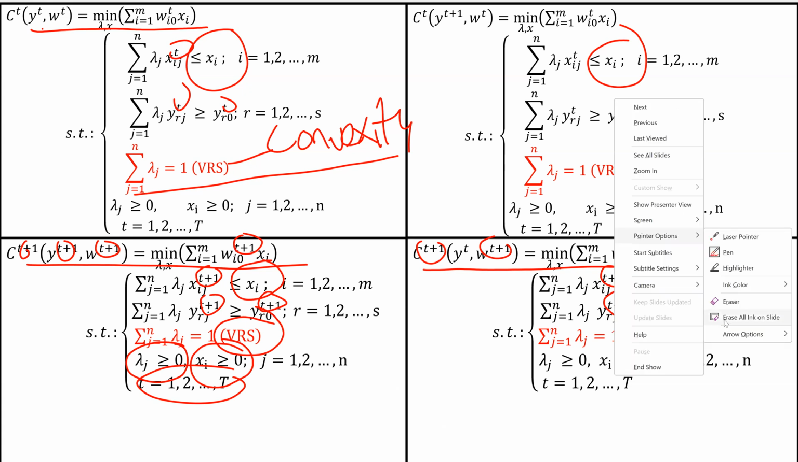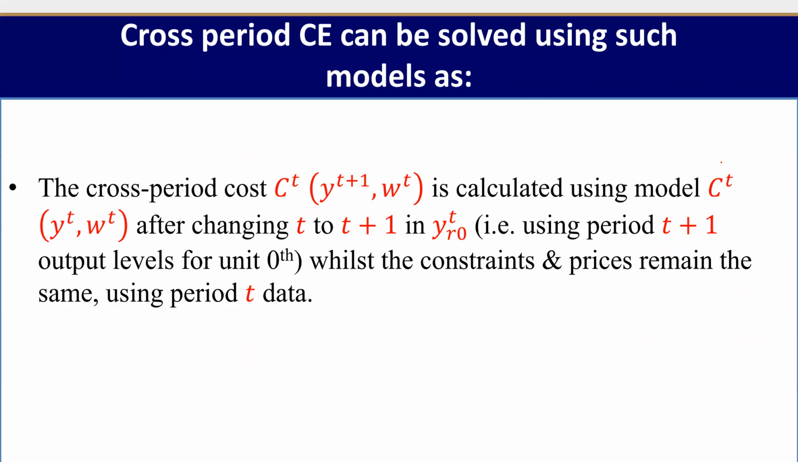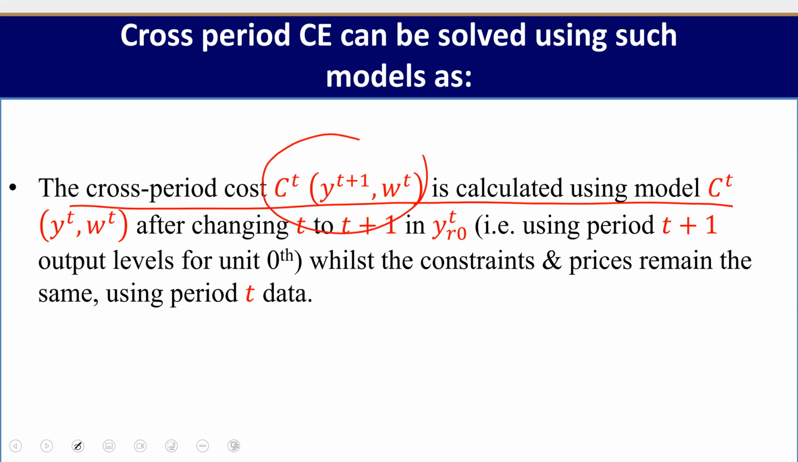Then we are done. Once you've estimated this, what's the next? The next thing is that everything we have estimated is explained here. The cross period was calculated using the model, this is own period, but you can see, sorry, this is cross period because we have brought t plus 1 here. And we're saying that after changing the t to t plus 1, the constraints and the prices remain the same using this period. So everything that we said.